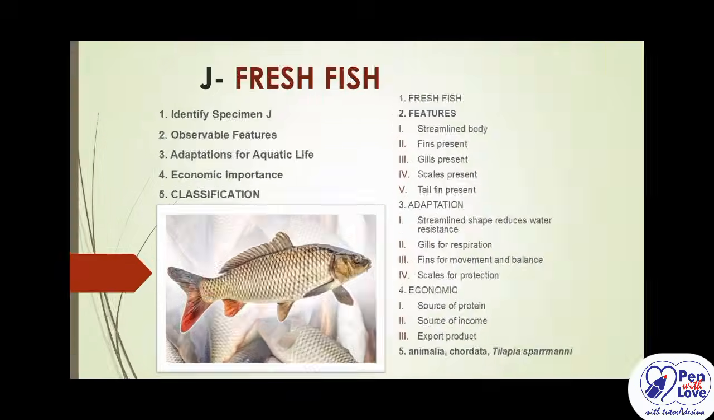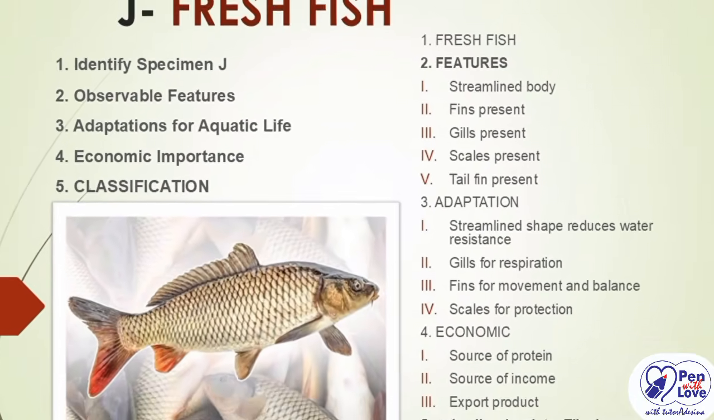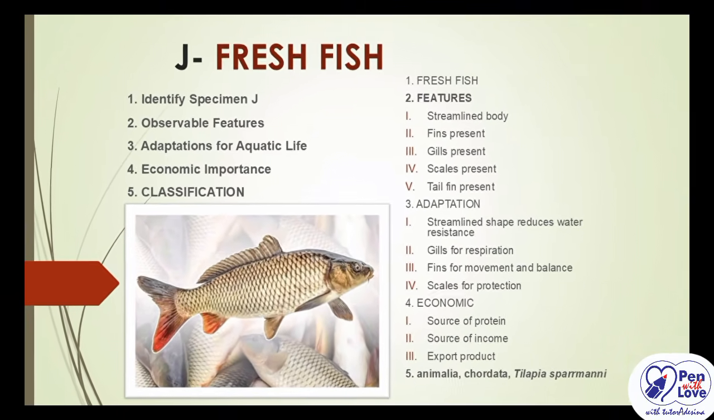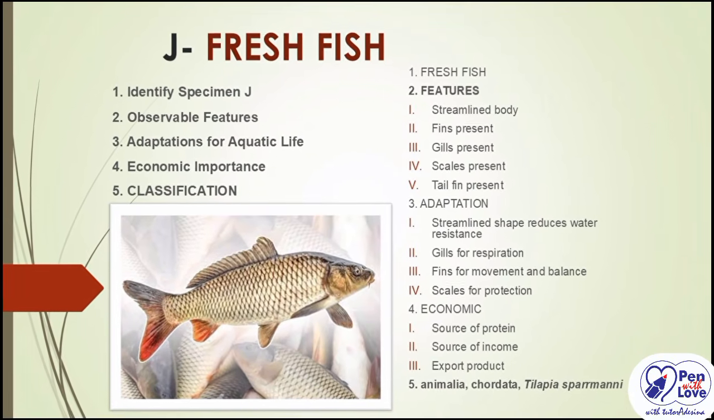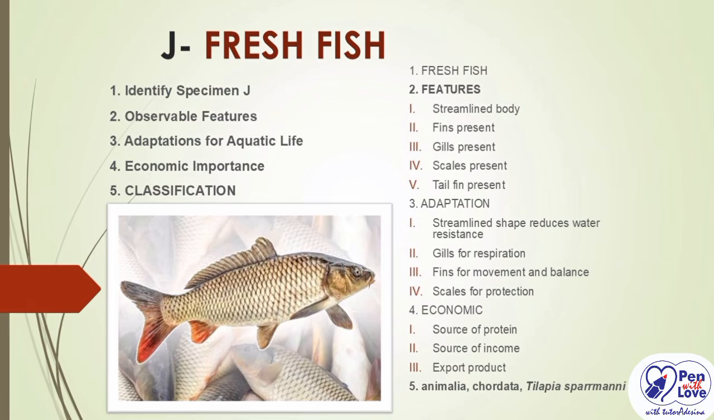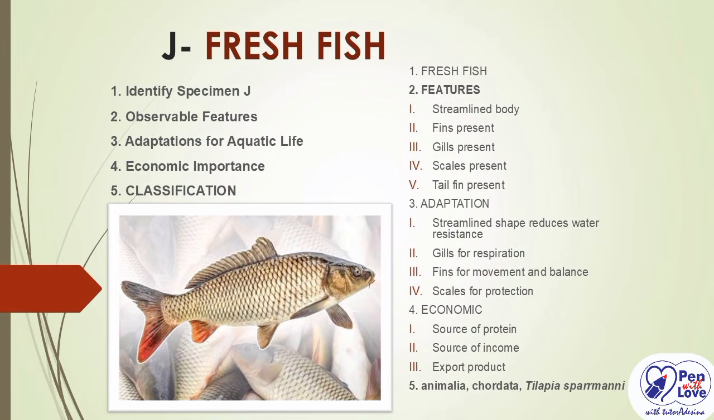So let's look at another specimen, specimen J. Specimen J is a fresh fish. They can ask you to identify the specimen. Just write fresh fish. We are not given any name, but if you can identify the name of the fish, maybe tilapia, maybe mackerel, just write it. A fresh fish, open bracket. If it is tilapia, if it is mackerel, just write it there. If it is catfish, just write it there.